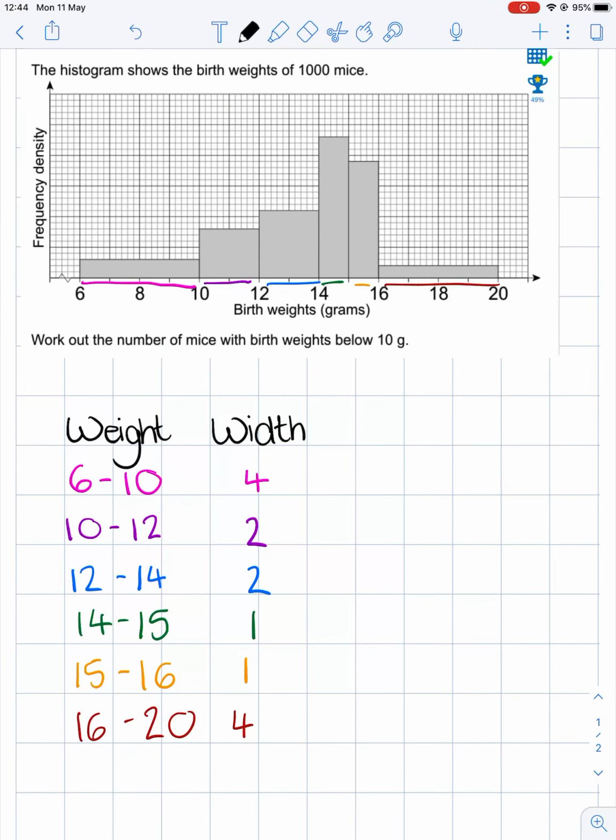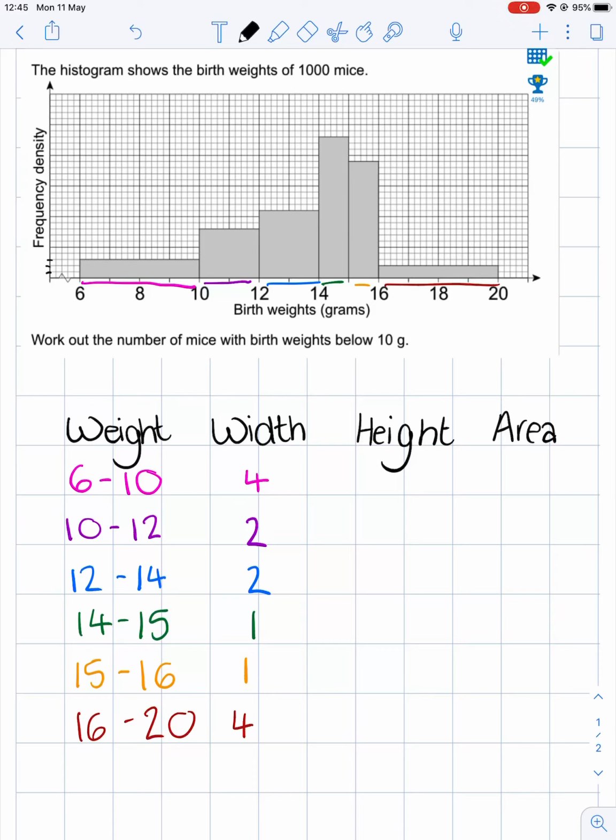Okay, now I know that the frequency of each bar comes from its area. And in order to work out the area, I'll need the width. I'll also need the height of each bar. And the problem with this is that we don't know what the heights are because there's no labels up the side. So what I'm going to do as an assumption, just to start me off, is assume that each notch up the side is worth 1.